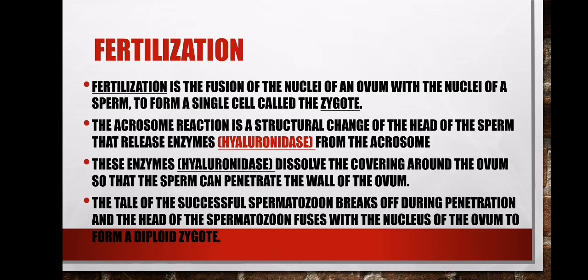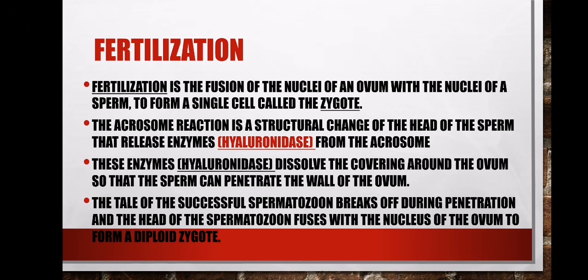Why do we call it a diploid zygote? Remember that the nucleus of the sperm cell is haploid because it was produced through meiosis. The chromosomes in the nucleus of the egg cell are also haploid. So when a haploid nucleus of the sperm cell and a haploid nucleus of the egg cell fuse together, they will form a diploid cell, which will be given a name and called what? A zygote. That's the simplest way to understand it.